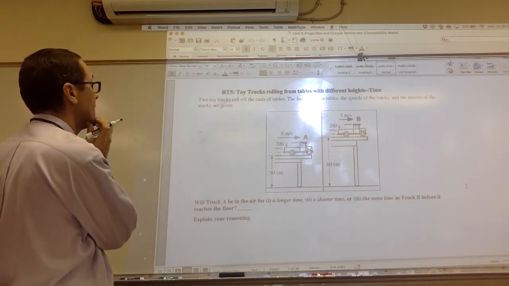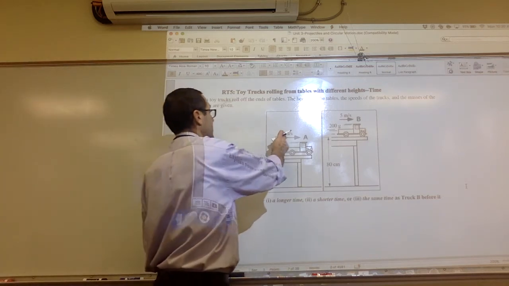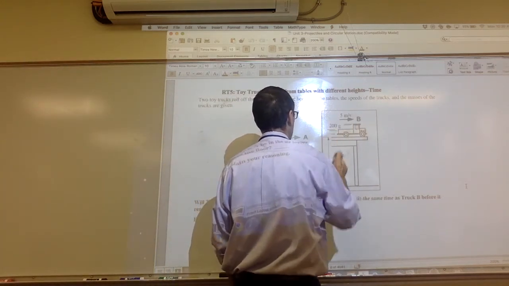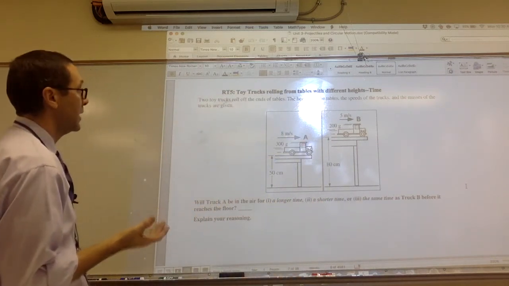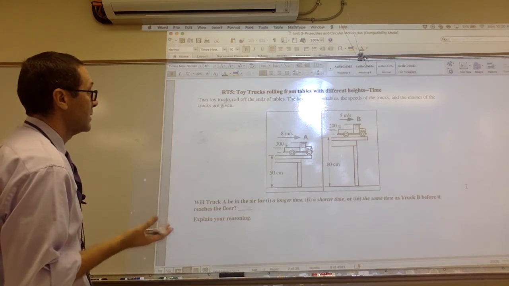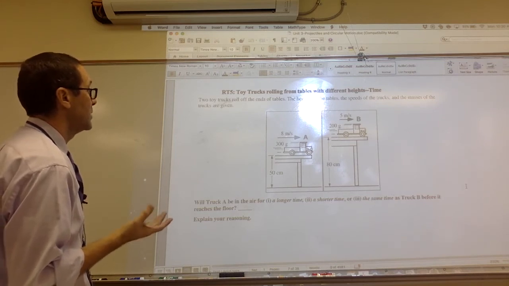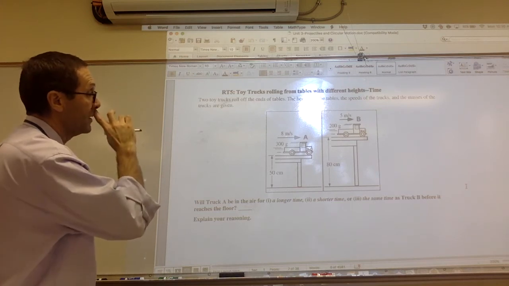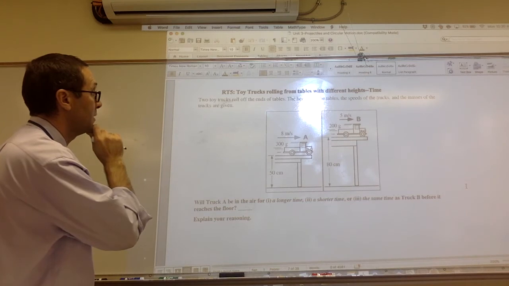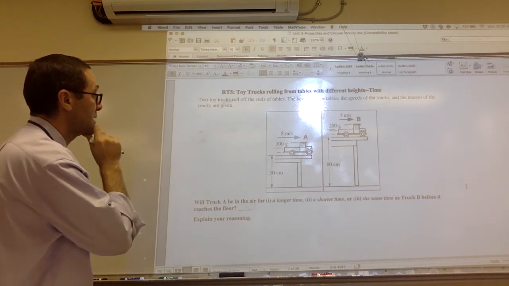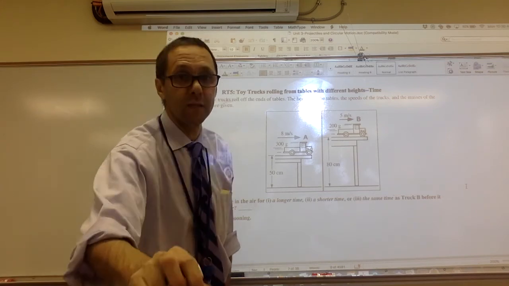So now we're going to figure out which one is going to spend more time in the air. Now the initial velocity is not important. Their masses are not important. The only thing that matters is how high above the ground they're going to be flying from. So the second one, car B, is 80 centimeters above the ground, which is higher than 50. So car B is going to spend more time in the air. So which means car A is going to spend less time.